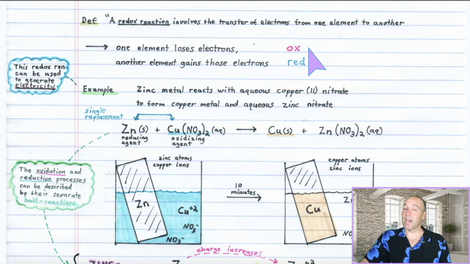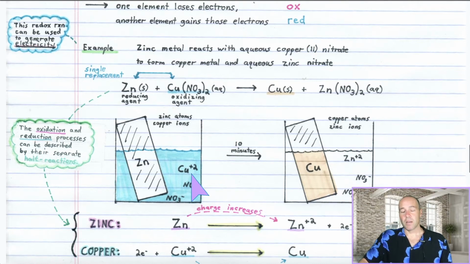Now, whenever somebody's oxidized, somebody else is reduced. And you can see that the copper plus 2 is what's reduced here, because the copper plus 2, in order to form a neutral copper atom, must gain 2 electrons. And so the zinc atoms are oxidized and the copper ions are reduced.